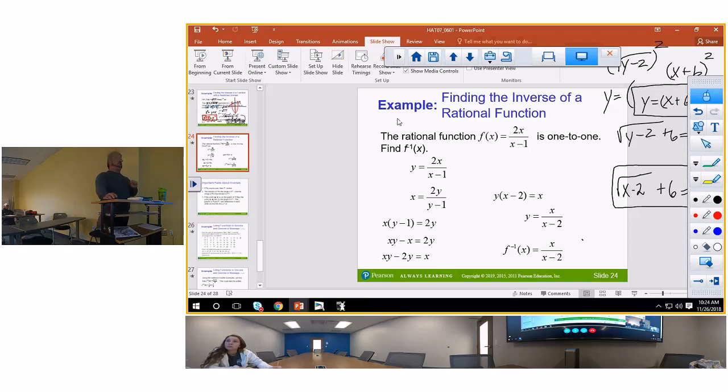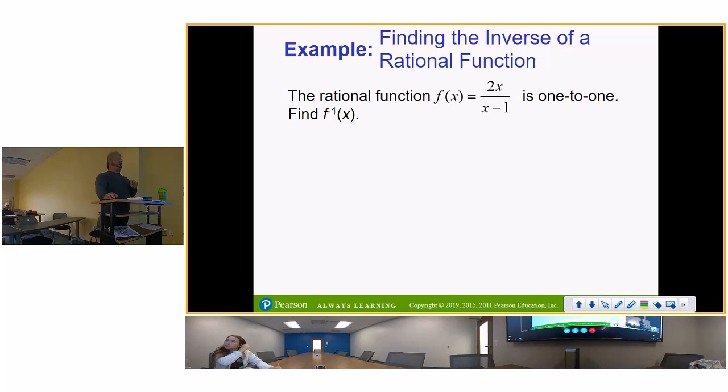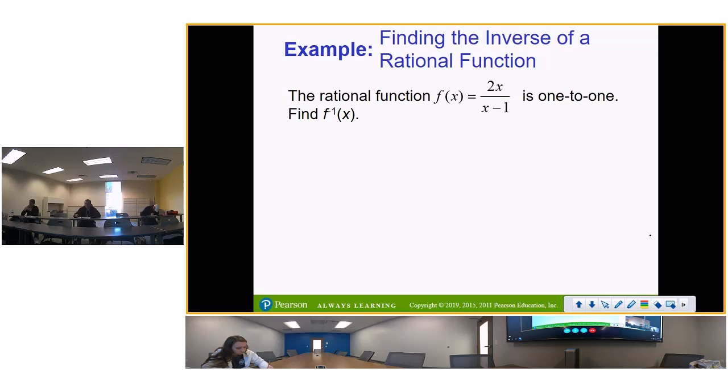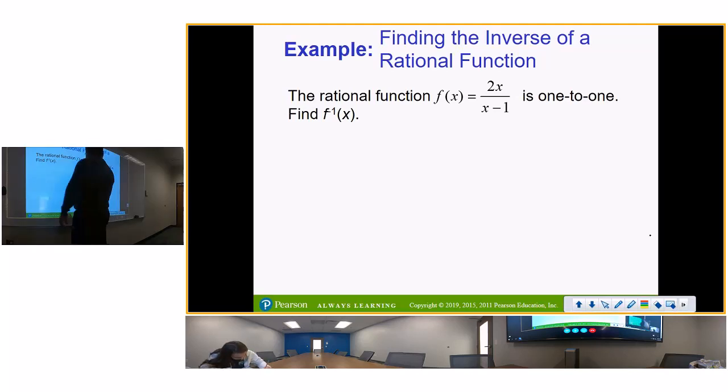And the reason we're going to do this one is because this is 5.3 and what we're doing right now. How do you solve that? Well, first of all, you got to change it into y is equal to what? This is a complex rational is what it is. It's a fraction. It's hard. Y is equal to 2x over x minus 1.